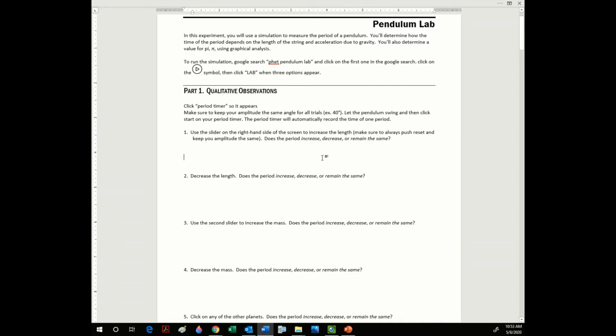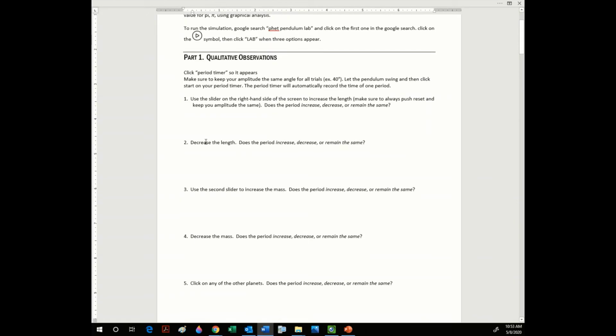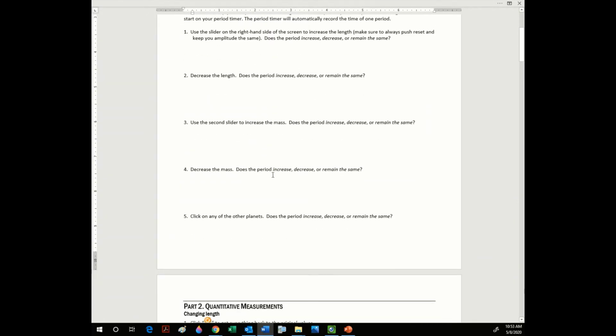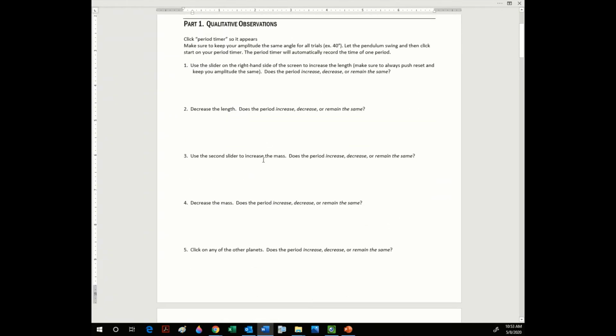And it's just for your own knowledge, so that you have some practice with it. Okay, so do all of these. This should take you about 5 minutes, and it's just sort of playing around with the lab.